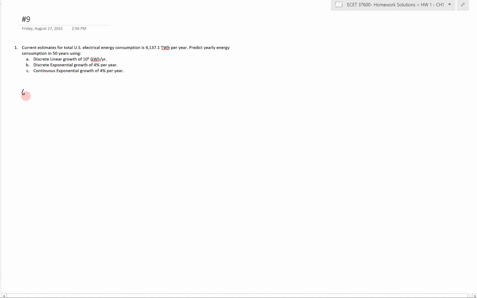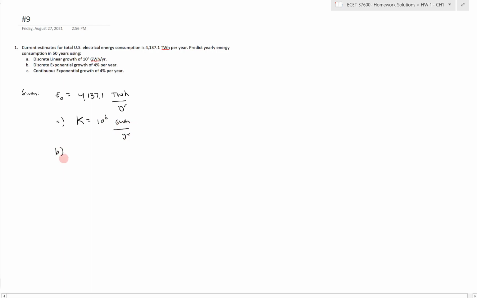So for this problem, the givens are that we have an initial quantity, it's energy, in terawatt hours, so that's an energy unit. We've got 4,137.1 terawatt hours per year as the energy consumption over the course of a year. In part A, we were given a discrete linear growth of 10 to the 6 gigawatt hours per year. The symbol for the growth factor in discrete linear models is K. So that's 10 to the 6 gigawatt hours per year.